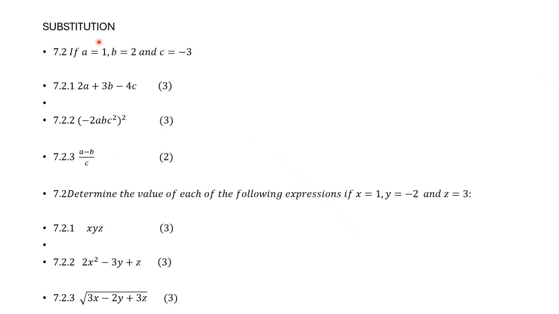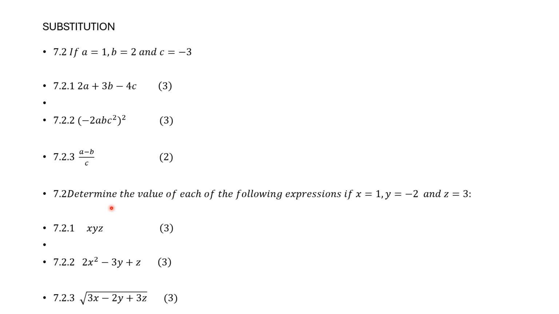Right, so for substitution, if A equals 1, B equals 2, and C equals -3, we tell you what values we have, then we give you an expression. So there: 2A plus 3B minus 4C. And a test, can you take this and put it into that expression? 7.2.2, they gave -2ABC squared, in brackets, all squared, for 3 marks. 7.2.3, A minus B divided by C, for 2 marks.